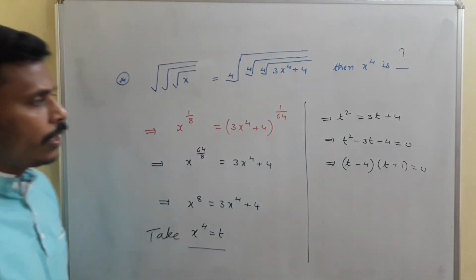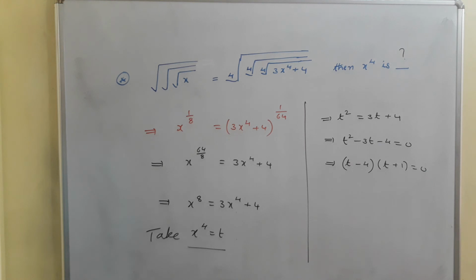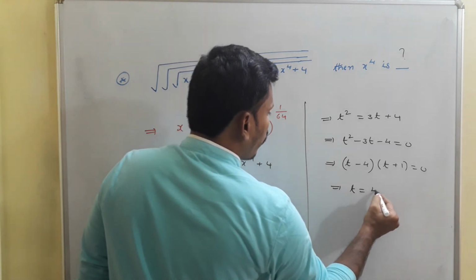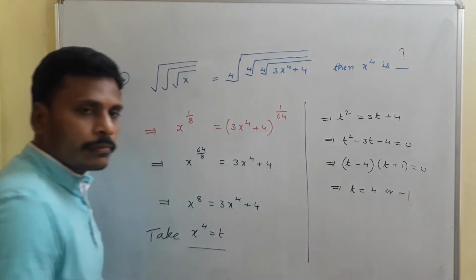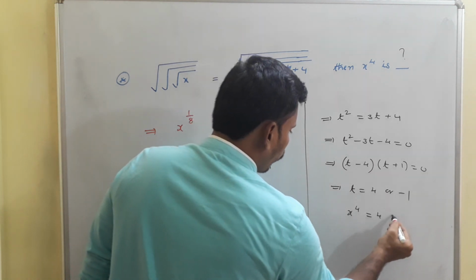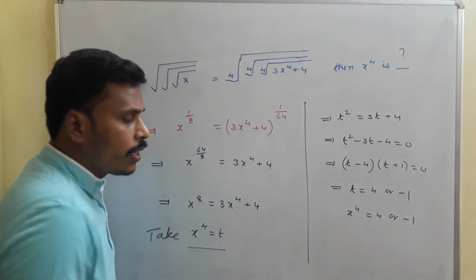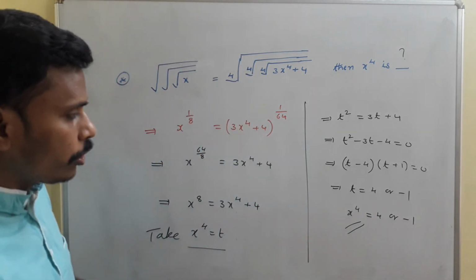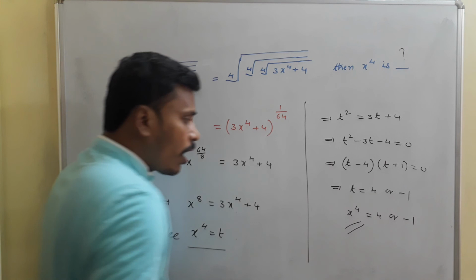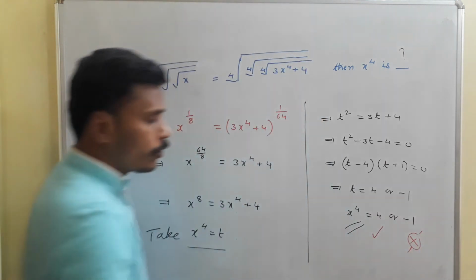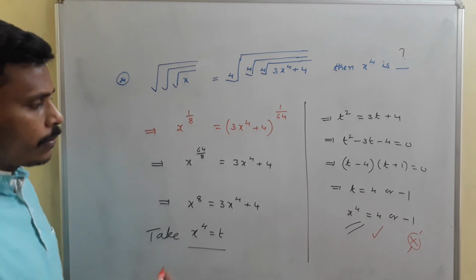Is it right? t^2 - 3t - 4 = 0. And then the value of t is either 4 or -1. What is that t? x^4. So x^4 is equal to 4 or -1. See, x^4 means an even number in the power, so the result is always positive. So we will accept 4 and we will neglect -1. So our answer is 4 and we don't choose -1. Okay? Yes. Have a look.